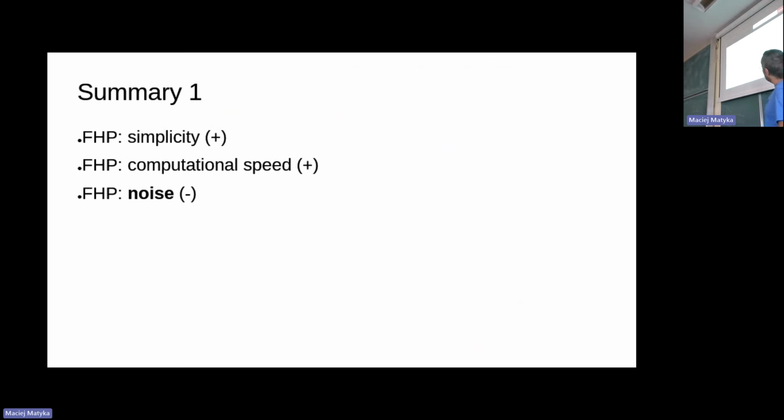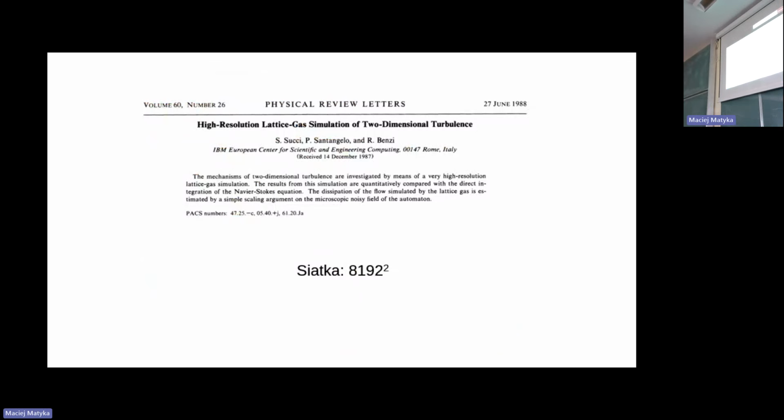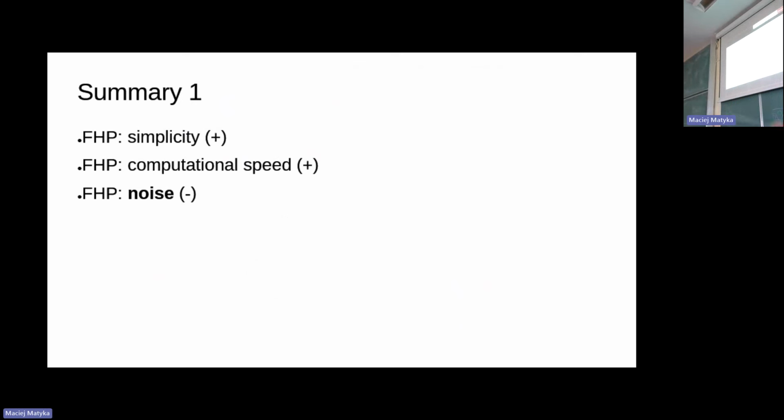So, okay, summary. FHP has simplicity and computational speed, but it has noise. I didn't tell you anything about the problem. The problem with FHP is that if you want to make turbulence like this, you have to use huge lattices, not available for a home computer. For normal computers, you need supercomputers, and they are still noisy. The main problem is that you have to average over a huge part of the system to get the proper velocity fields, and averaging in time is also involved, which makes it complex to study.